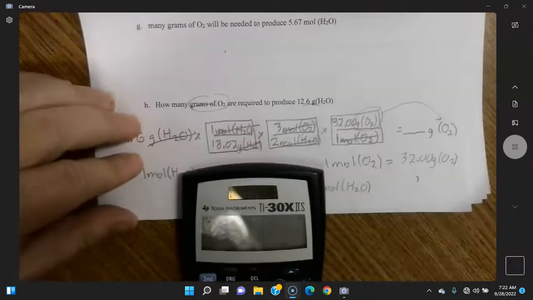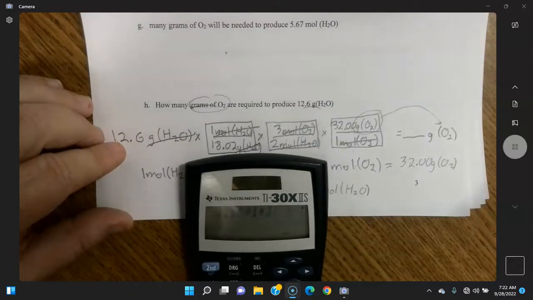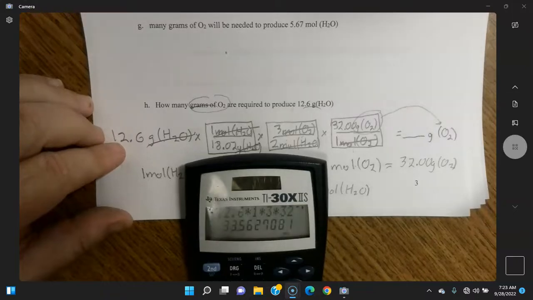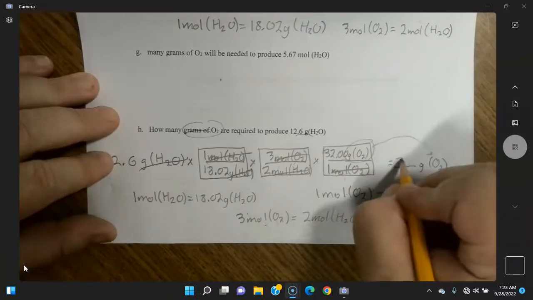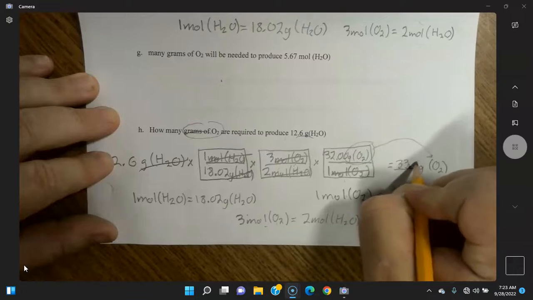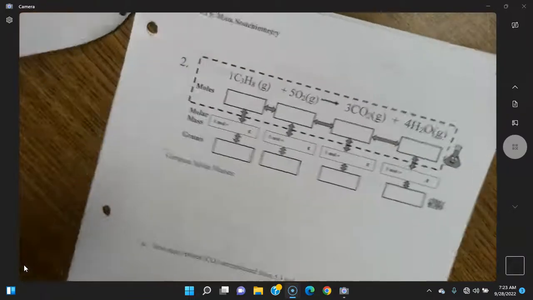So here we are. Try to get it so you can see everything. Okay, so it's 12.6 times 1 times 3 times 32, everything on the top. Now you divide it by everything on the bottom, 18.02 divided by 2 divided by 1, and that all equals 33.6. And that's right there. Okay, there we go. So we've done one of each type of conversion that we need to do.